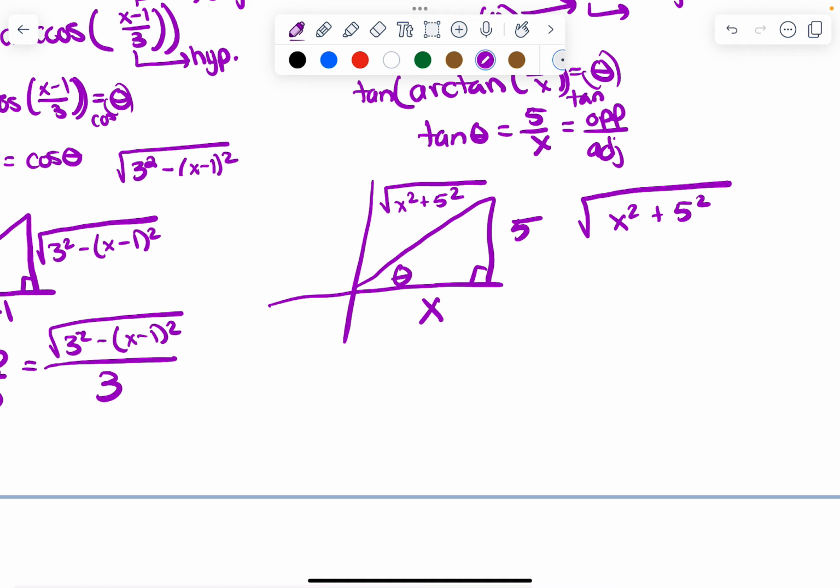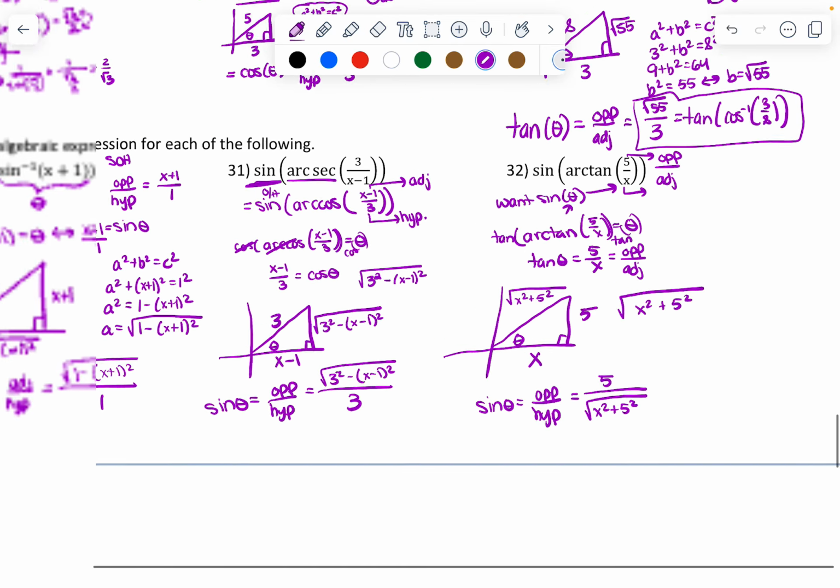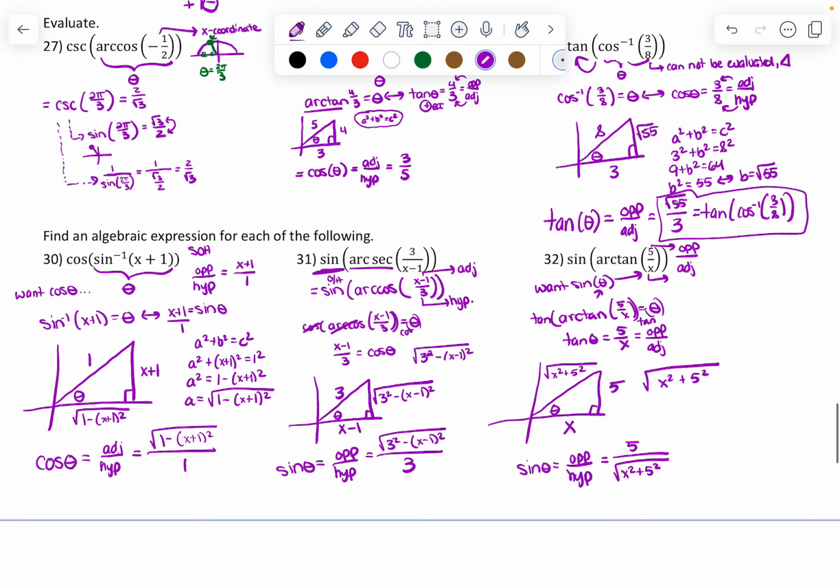So now that we have our full triangle, the end game is sine theta. Sine is equal to opposite over hypotenuse. The opposite side of theta is 5. The hypotenuse will be the square root of x squared plus 5 squared. All right, so that is compositions that involve inverse trig functions. Hope this helps.